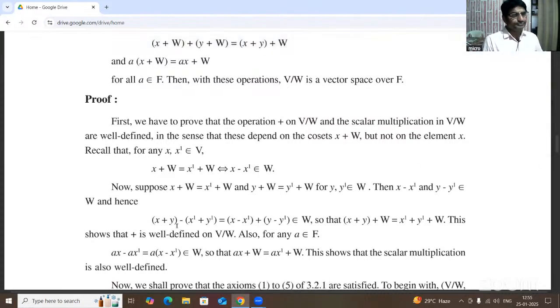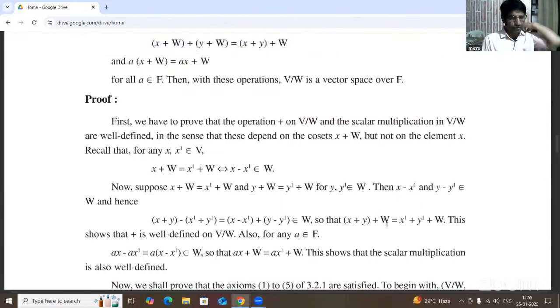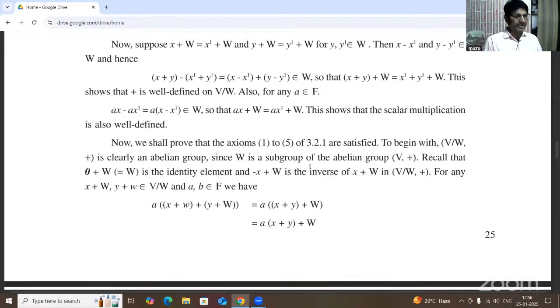Okay. So for well-definedness, under the vector addition, x plus y minus x dash plus y dash equals x minus x dash plus y minus y dash. So x plus y and x dash plus y dash are equal as cosets: x plus y plus w equals x dash plus y dash plus w under vector addition. Under scalar multiplication, a of x plus w equals ax plus w, and a of x dash plus w equals ax dash plus w. So the scalar multiplication is also well defined. ax minus ax dash can be written as a of x minus x dash, which belongs to w. So those scalar multiplications must be equal. Then it is easy to see that this part is well defined.